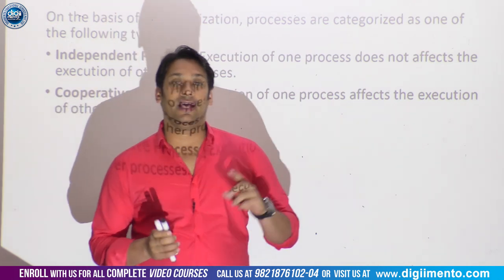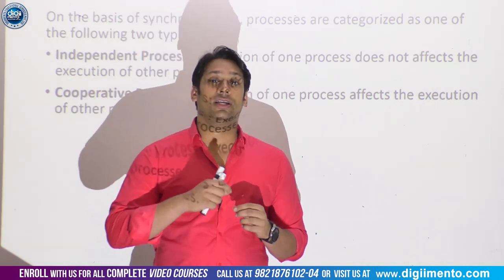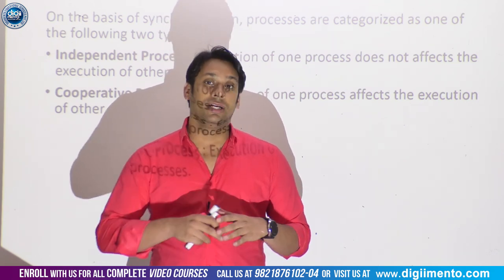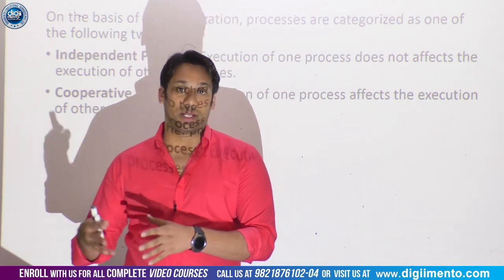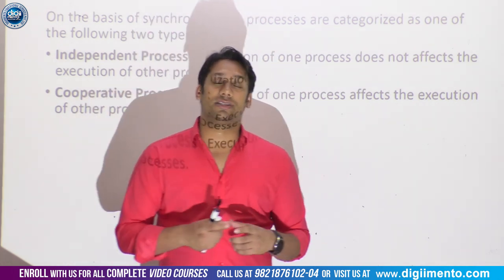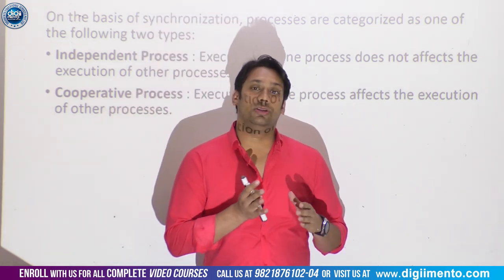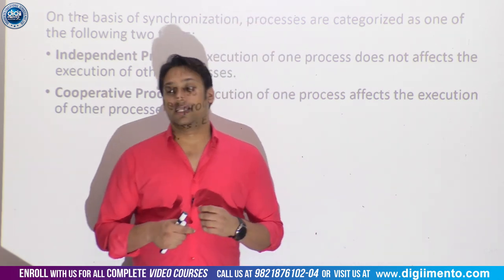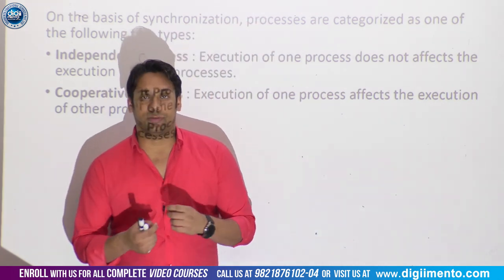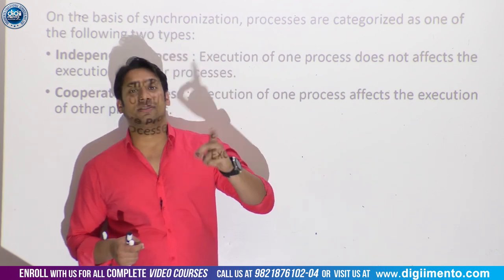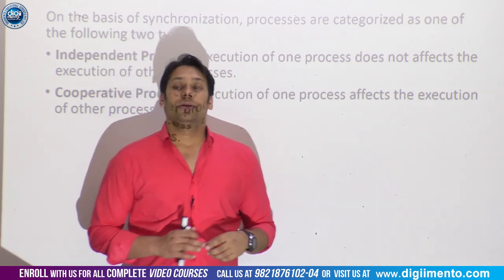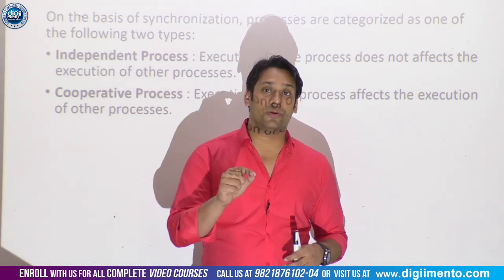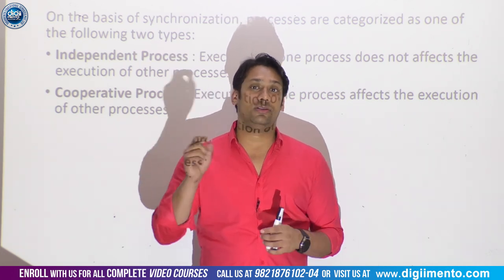Independent process means that if the execution of one process does not affect the execution of another process, then those processes are independent. They have different sets of data variables, different programs, and different sections that they are accessing. If those programs are not dependent on each other, then they are independent processes. And there might be some processes which are cooperative. Independent is different, dependent is different, and cooperative is different. If processes depend on each other, they are dependent processes, and cooperative processes are processes which cooperate on some data variables.